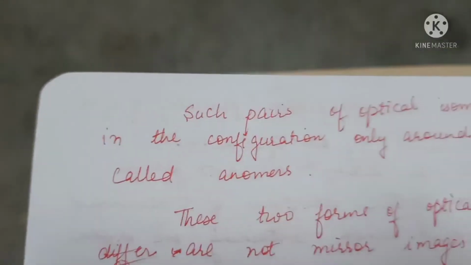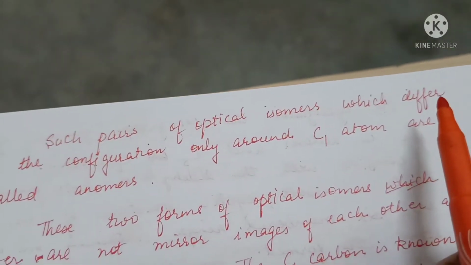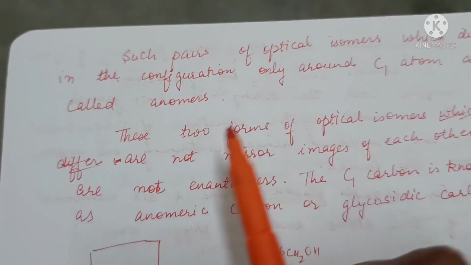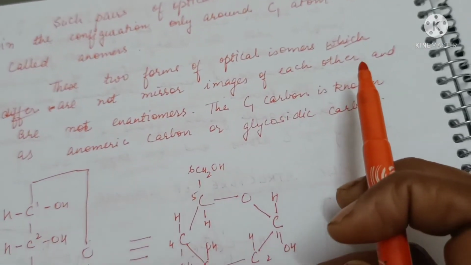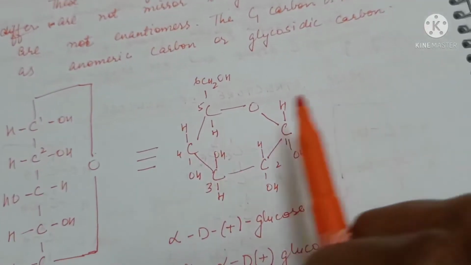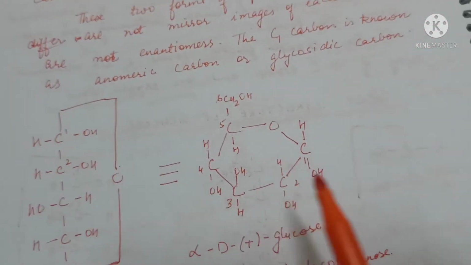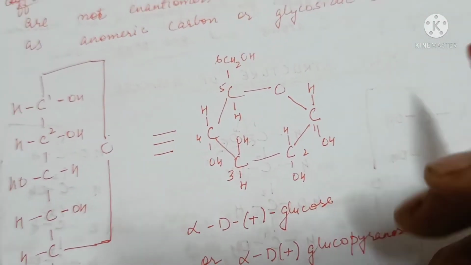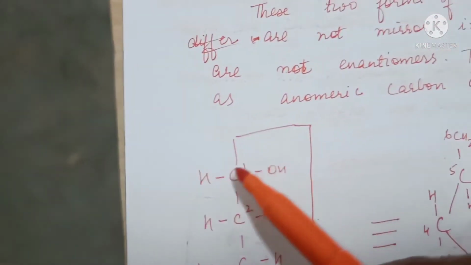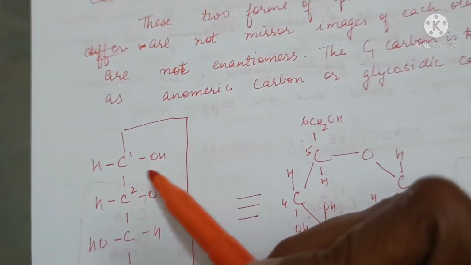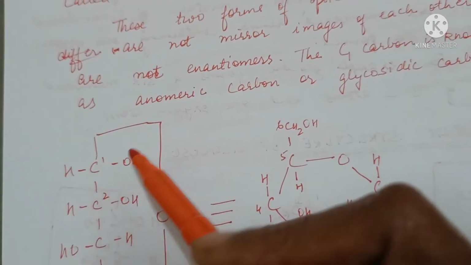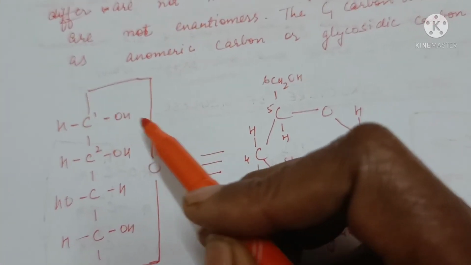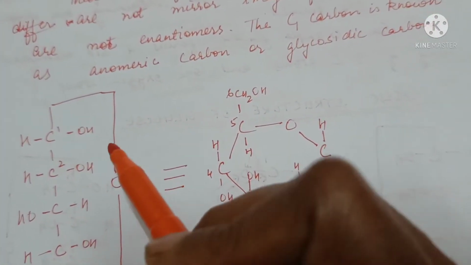So such pairs of optical isomers which differ in the configuration only around C1 atoms are called anomers. These two forms of optical isomers are not mirror images, they are not enantiomers, they are called anomers. And this carbon number 1 is called anomeric carbon, or glycosidic carbon, because on reacting with methyl alcohol, it can form an ethereal linkage which is called glycosidic linkage.